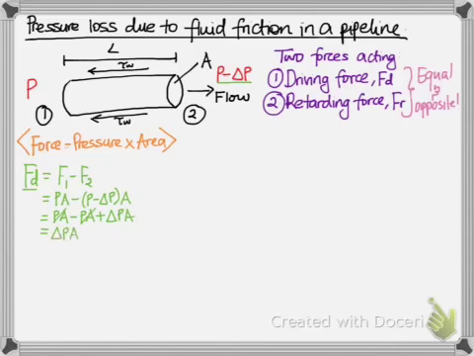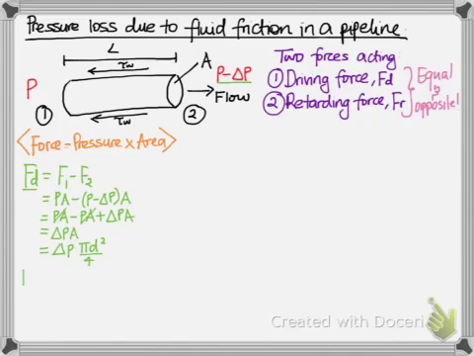Now we can write this in terms of the actual pipe geometry. Given a circle, the area is equal to pi r squared, or pi d squared over 4 if we're dealing with diameter. So we're going to have delta P times pi d squared over 4. Let's leave that as it is for now, and we're going to find FR and then see how we can establish what delta P would be.